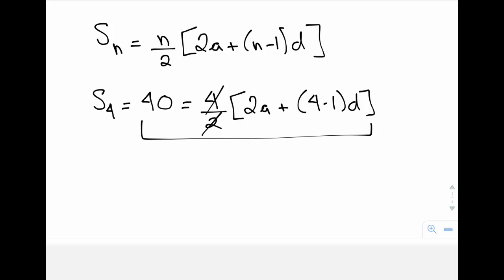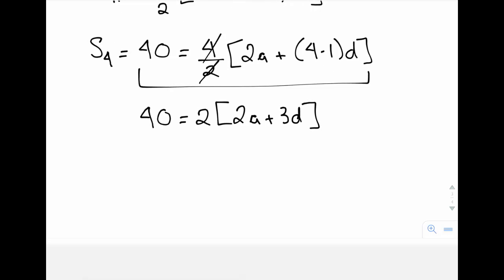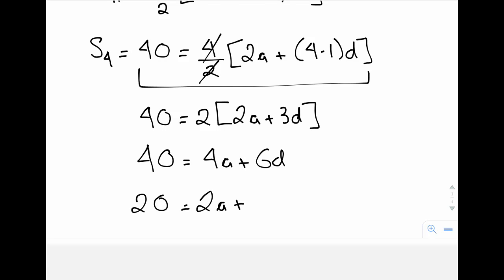So let me simplify this expression. 2 goes into 4 twice, so I'm left with 40 equals 2 times 2a plus 3d, which is looking good. And then if I distribute the 2, I get 40 equals 4a plus 6d, and that's all divisible by 2, so I end up with 20 equals 2a plus 3d.